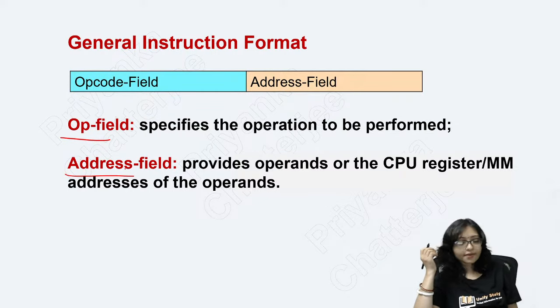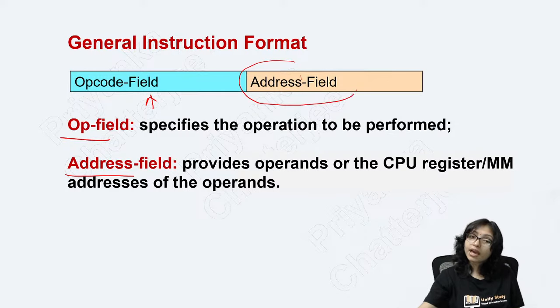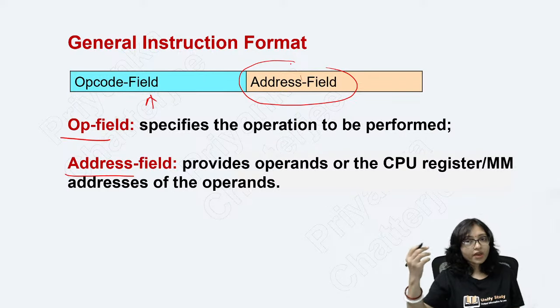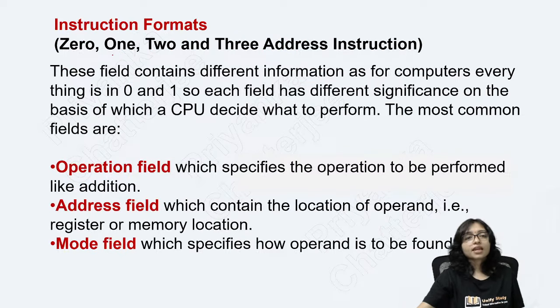Two types are there. Opcode means the operation, that is the add, multiplication, division, move, copy, whatever instruction, that is called the opcode. Address field means from where I have to take the data. Now the instruction format can be of types: 0 address, 1 address, 2 address and 3 address. 4 types are possible. Okay.